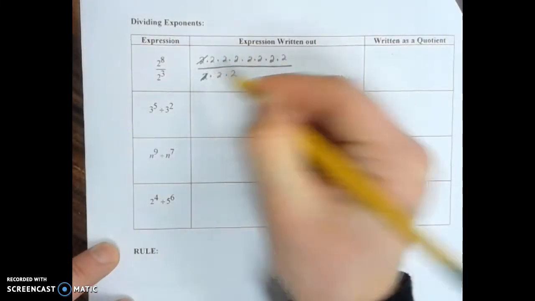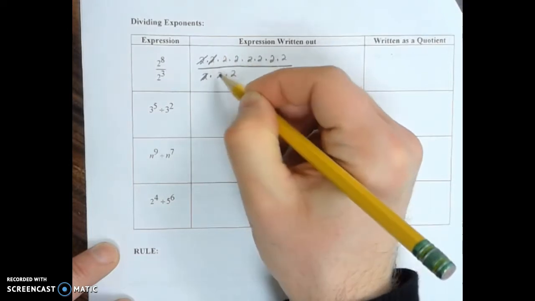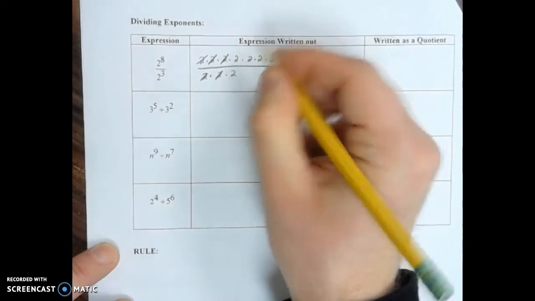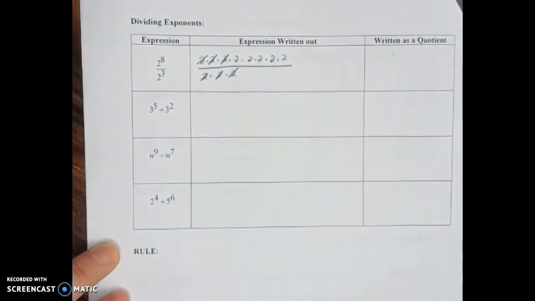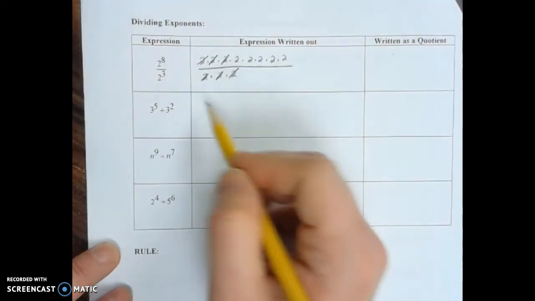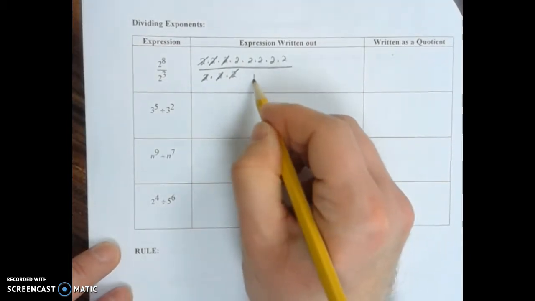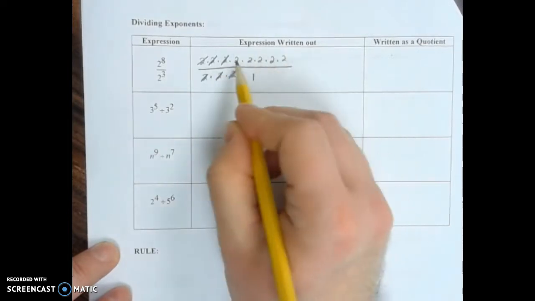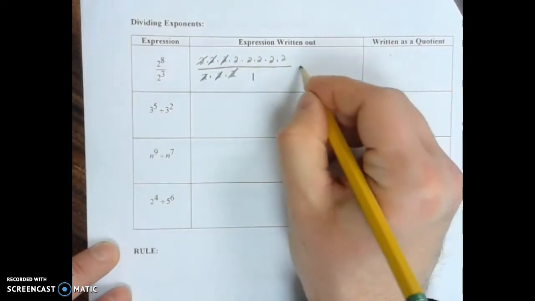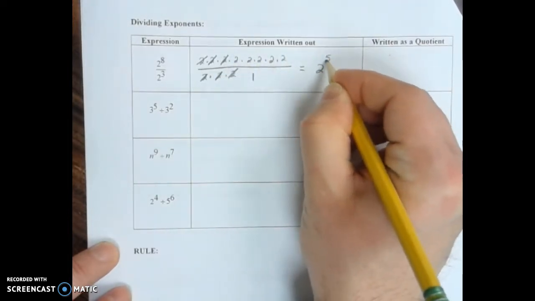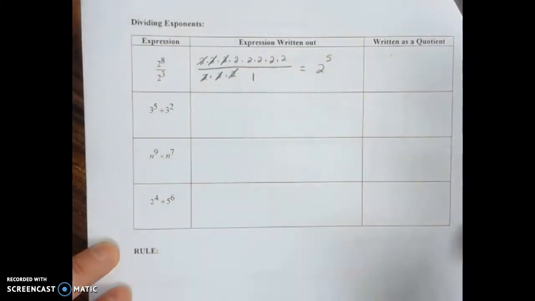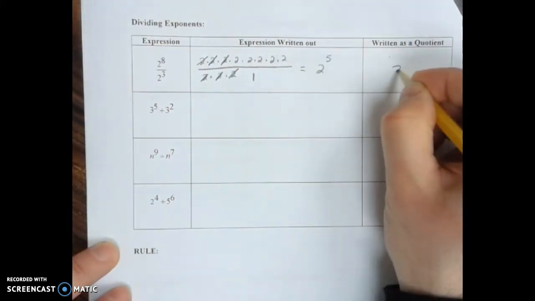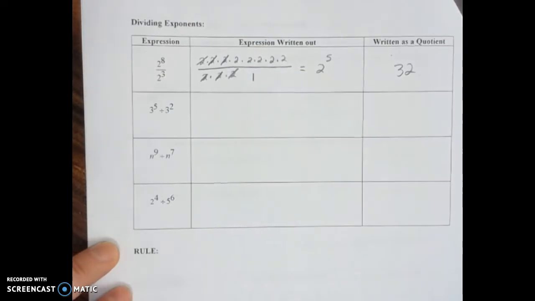A 2 in the numerator cancels with a 2 in the denominator, another 2 in the numerator, another 2 in the denominator, another 2, and so I don't have anything left in the denominator. I can think of that as the value of 1. But in the numerator, I still have 5 copies of the number 2. So this is really just 2 to the 5th power, and when I evaluate 2 to the 5th power, it gives me an answer of 32.